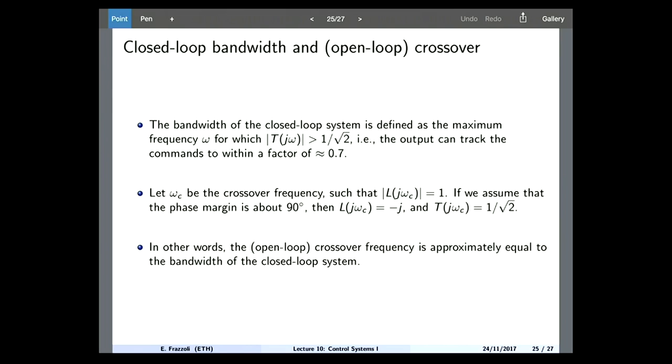And as it happens, assuming that the phase margin is about 90 degrees, this is where things are exact, but essentially what you get is that your closed loop bandwidth is actually given by the crossover frequency in your Bode plot. That is the frequency at which you cross the 0 dB line. And so essentially we are done.